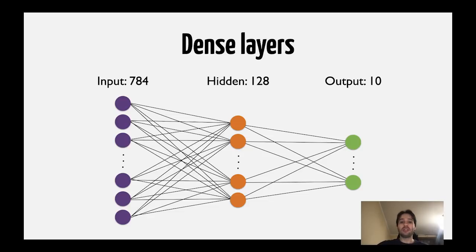So how are we going to do that? In order to compute the hidden layer, for each of those connections, we are going to assign a weight, okay? So how many weights are we going to have between the input layer and the hidden layer? It's going to be exactly 784 per 128. We can think of it as a matrix, okay? A matrix of 784 per 128, okay?